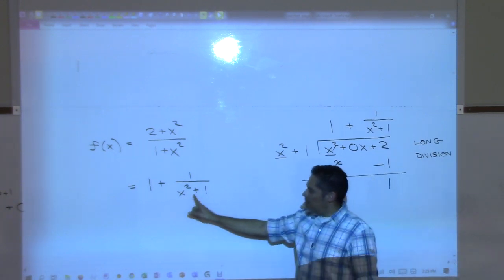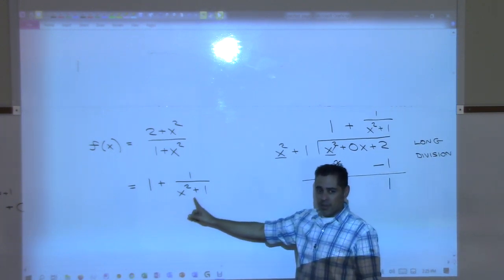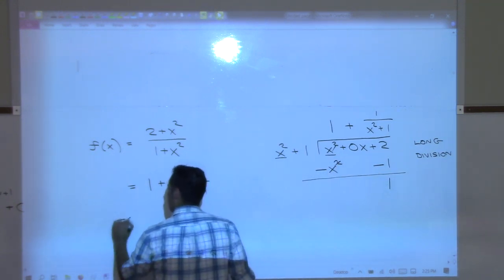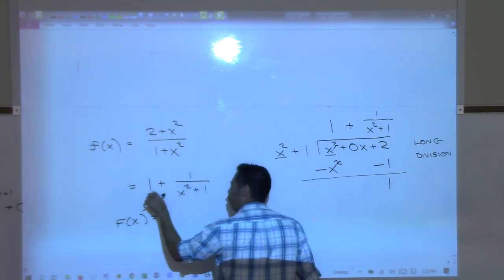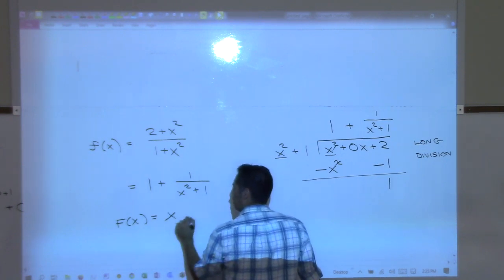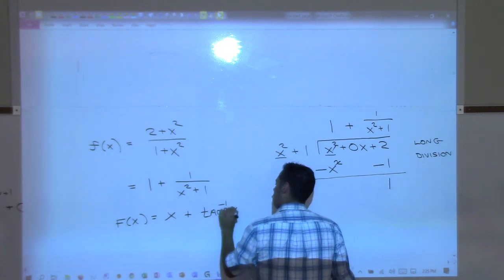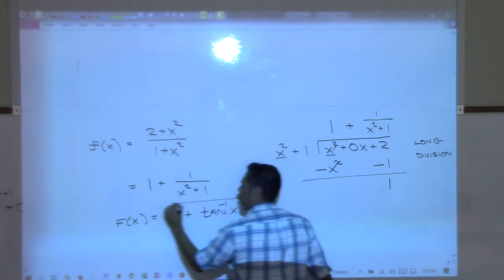And fortunately for us, this one we know how to do. So the antiderivative here would be, let's see, antiderivative of 1, just x, plus arctangent of x plus a constant. There we go. There it is.